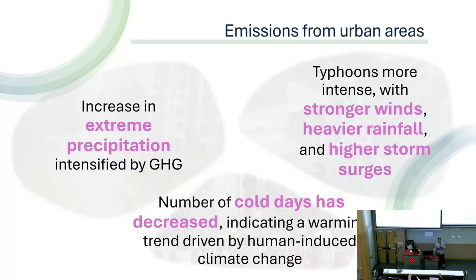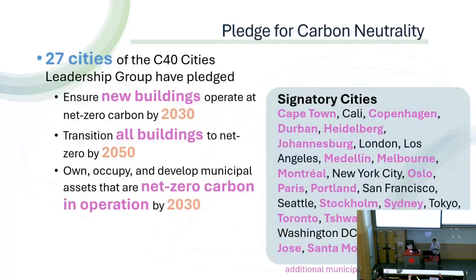So right now, 10, 15 years ago, we would normally be wearing long sleeves. Now we're all in short sleeves and we're sweating all the time. And that is because of climate change and the emissions impact. What cities did was that they came together, so the C40 Cities Leadership Group came together and said, we've got to do something about this. 27 cities right now have pledged to have their buildings near net zero by 2030, and to transition all buildings to net zero by 2050.